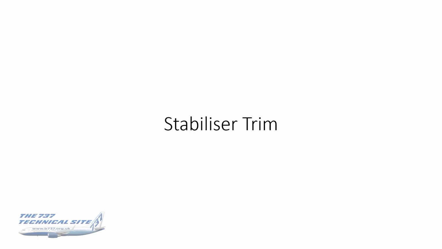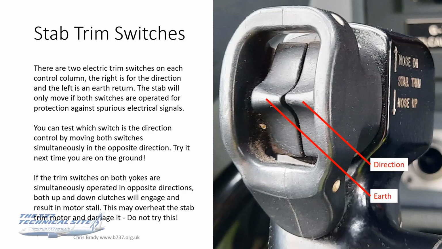Alright, on to stab trim, which is obviously what we use the stabilizer for. Now, you've probably noticed that there are 2 electric trim switches on your control column. What you perhaps may not know is that only one of them is for the direction. It's actually the right hand one, and the left hand one is just an earth return. What the earth return does is it kind of asks you, are you really sure you want to trim? And so the stab will only move if both switches are operated, and what this gives us is protection against spurious electrical signals.